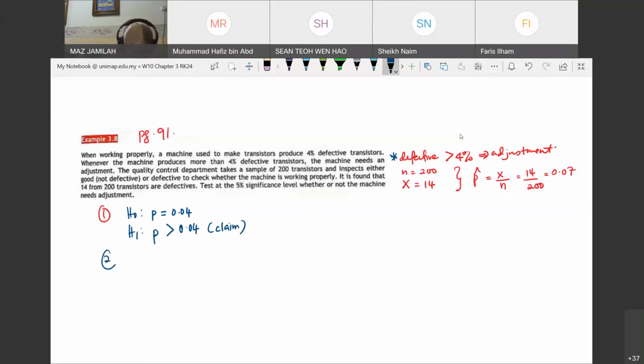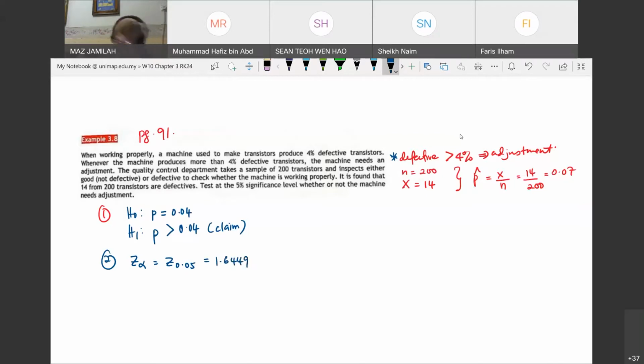Now, second, if you are using the traditional method, we need to find the critical value Z alpha. Since this is a one-tail test, Z 0.05 is given by, is it 1.6449 plus?